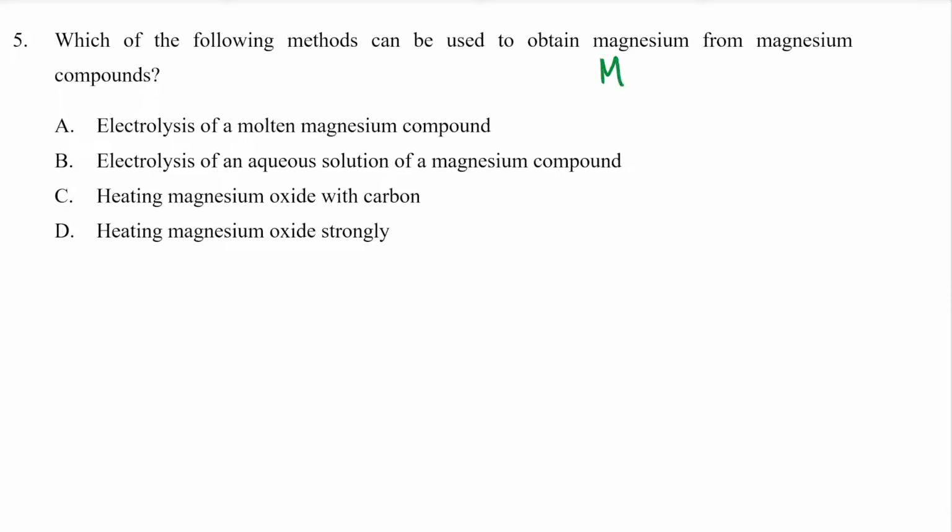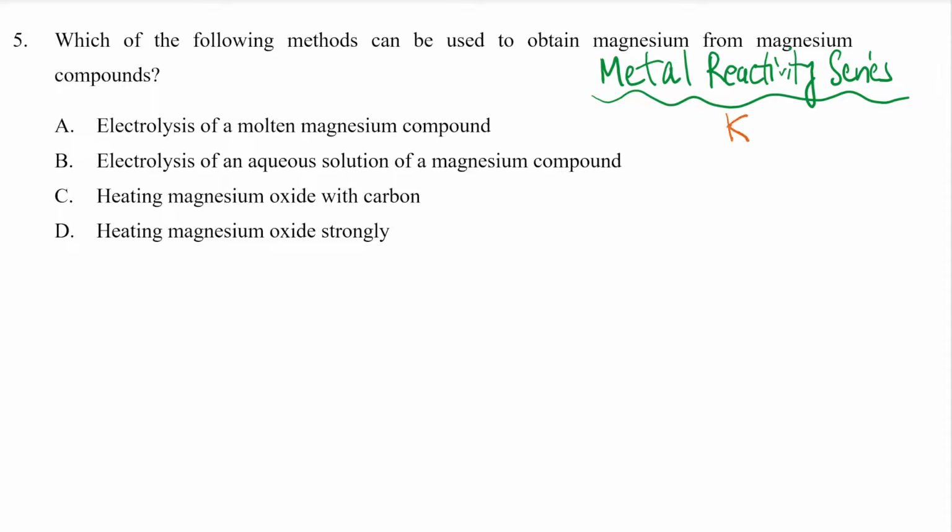To help us recall what extraction methods there are and for what metals, we'll first need to look at the metal reactivity series. In the metal reactivity series, on the very top I have potassium, sodium, calcium, magnesium, and aluminium. I'll change the color. Then I have zinc, iron, lead, and copper. I'll change the color again. Now I will have platinum, mercury.